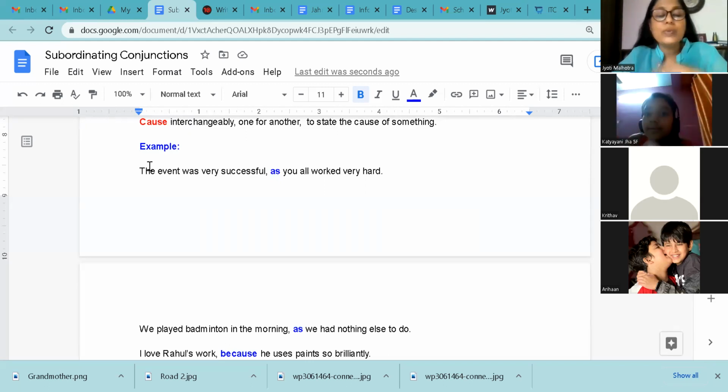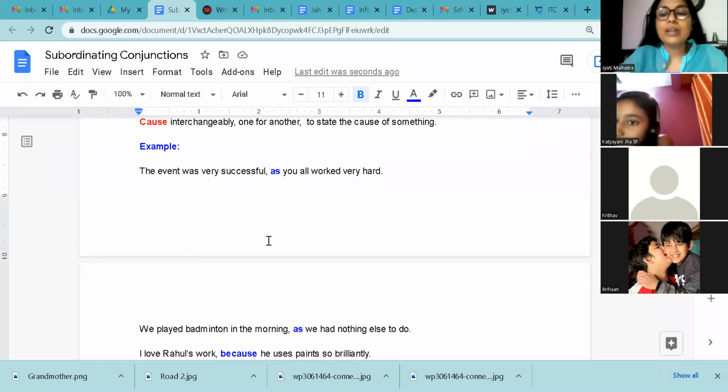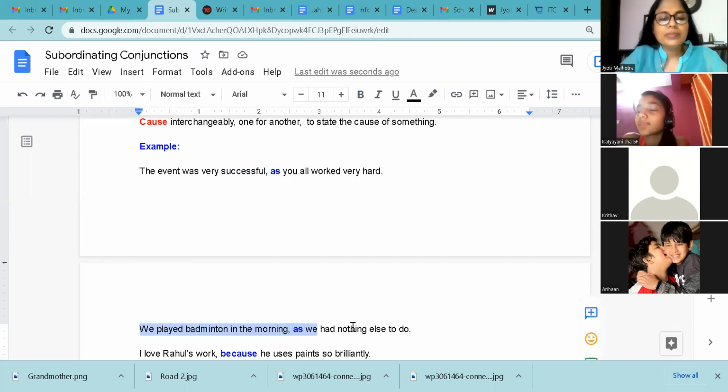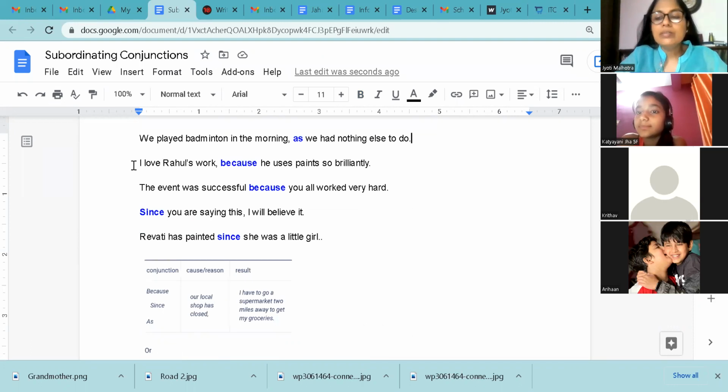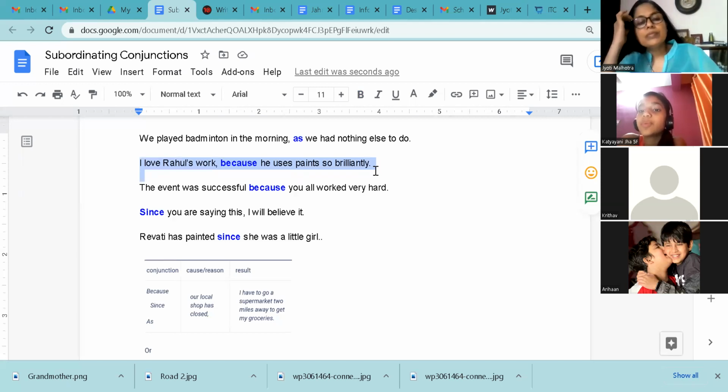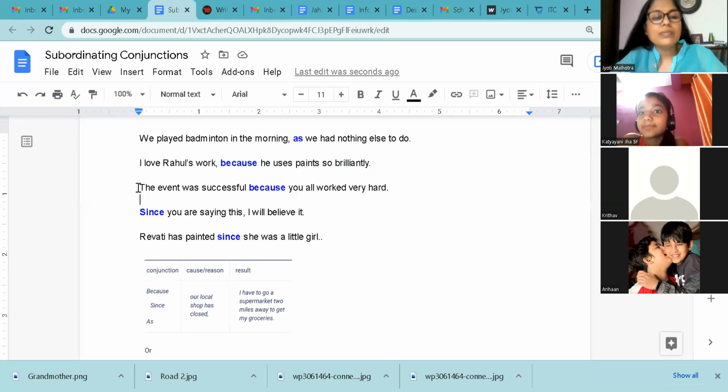Why did Sai eat the ice cream? Because he was feeling very hungry. Okay, right. Katyayani, read this. The event was very successful as you all worked very hard. Okay, read this. We played badminton in the morning as we had nothing else to do. Where is Kushagra? Read. I love Rahul's work because he uses paints so brilliantly. All right, next one. The event was successful because you all worked very hard.